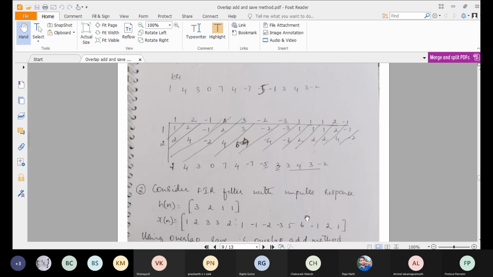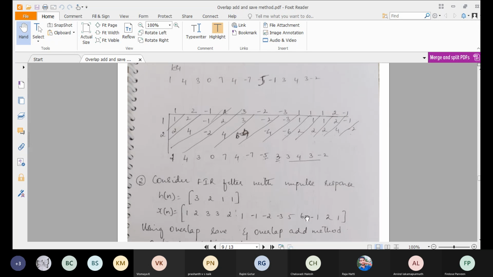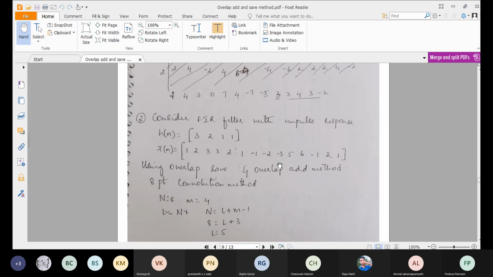So there is some mistake over here. You can just see to it. Minus 6, 1. Somewhere a plus or minus sign will be missing over here. It may be minus 1 only. Okay. So next problem you can go through it.